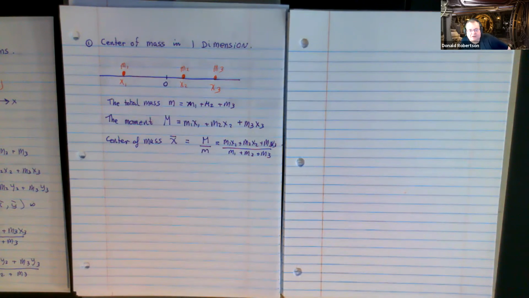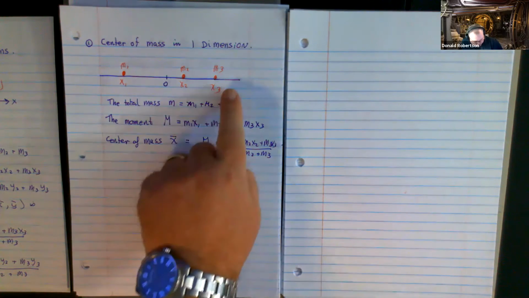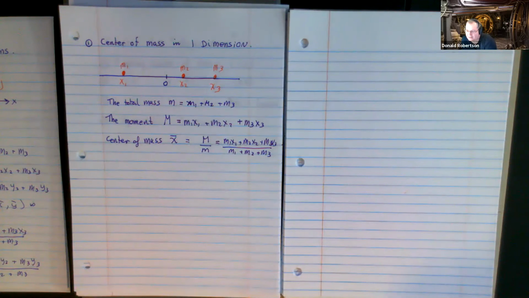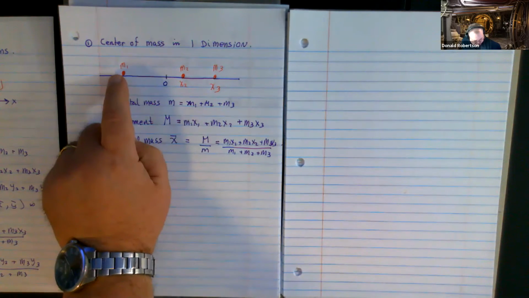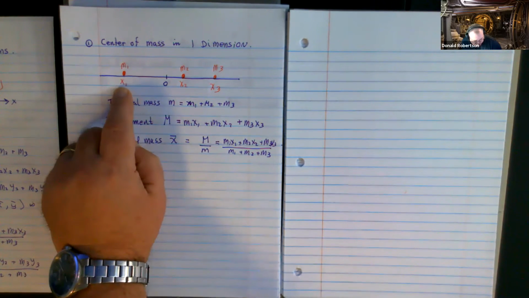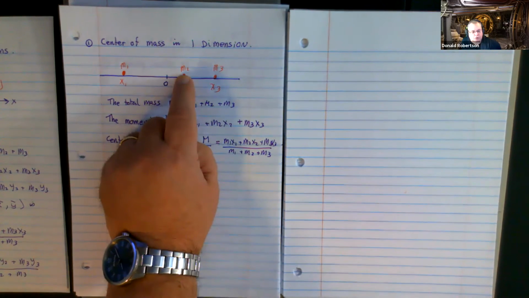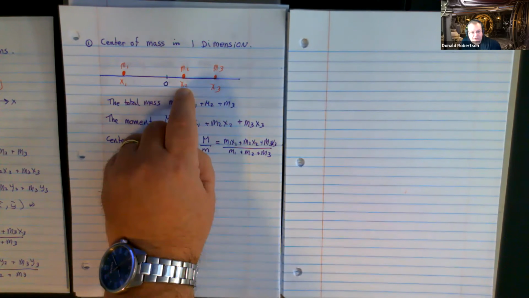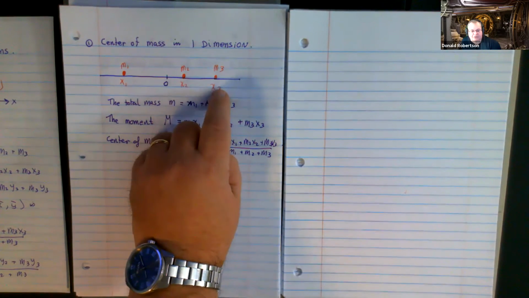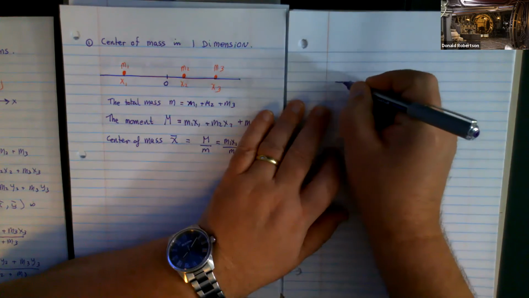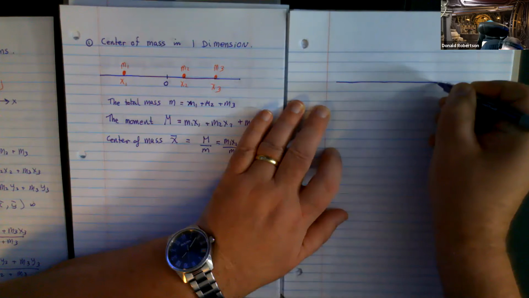This is how you get the center of mass in a one-dimensional situation. You imagine that you've got a piece of wood that's infinitely thin, so it doesn't weigh anything. In this particular case, you've got a mass M1 at position X1, a second one, mass M2 at position X2, and mass M3 at position X3. Over here, I'll put some numbers on that as an example of how that might work.